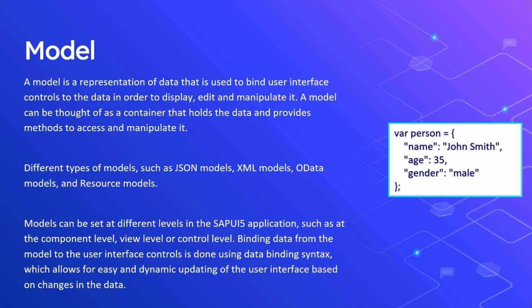Right now we'll just concentrate on JSON models. As I mentioned, the data is stored in a JSON format, which you can see here for a person: a name, age and gender, which is a JSON object. Models can be set at different levels. We can declare a model at the component level, at the view level, or at the controller level.